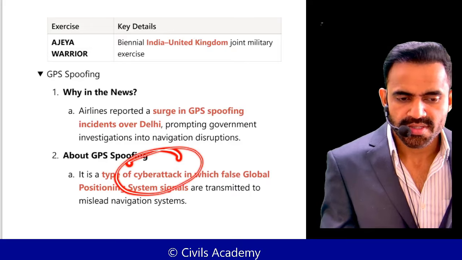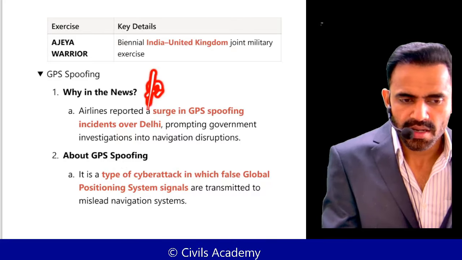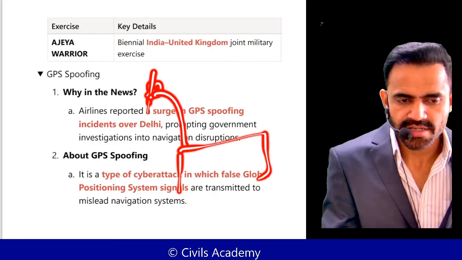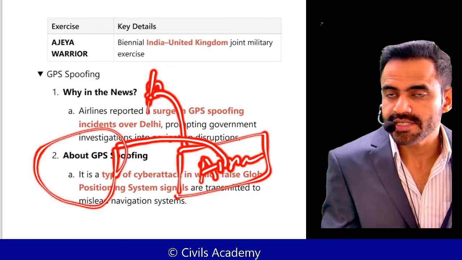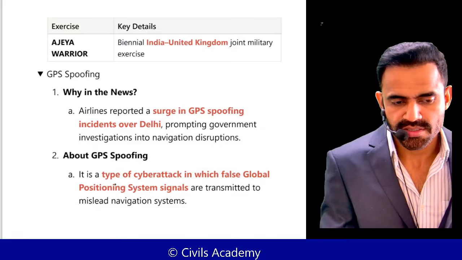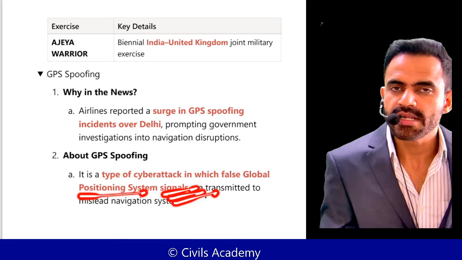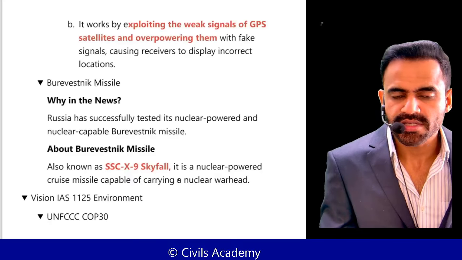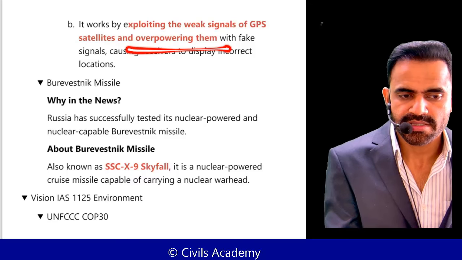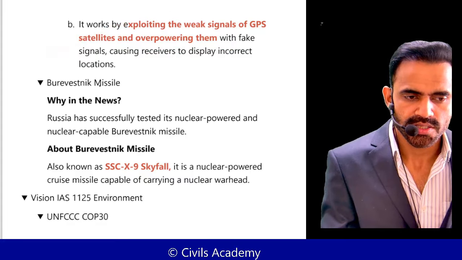So this is a kind of cyber attack. What happens is that these people technically send a dummy signal to the aircraft. Now if the aircraft is going to believe those signals, it may land at a very dangerous place. So that's why it is quite risky. It is a type of cyber attack in which false signals are sent. Why are they able to send false signals? Because the actual signal is weak, and therefore they try to overpower or override that signal. Okay, so this is GPS spoofing.